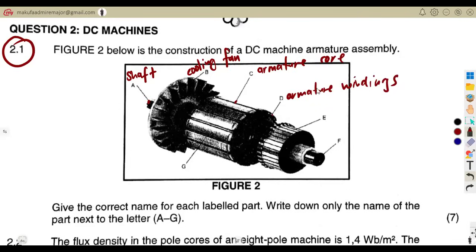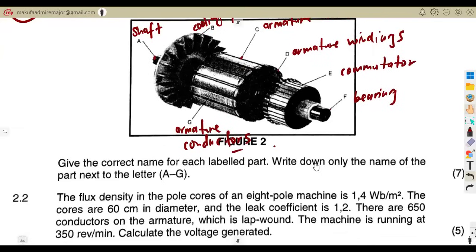Then considering E, that is the part of the commutator. This one is our commutator. Then F at the end there, these are the bearings. We talk of the bearing. And G, this is the armature conductors, as I said before. So we've got our armature conductors. So just go through, and it was 7 marks, guys, just to fill in.